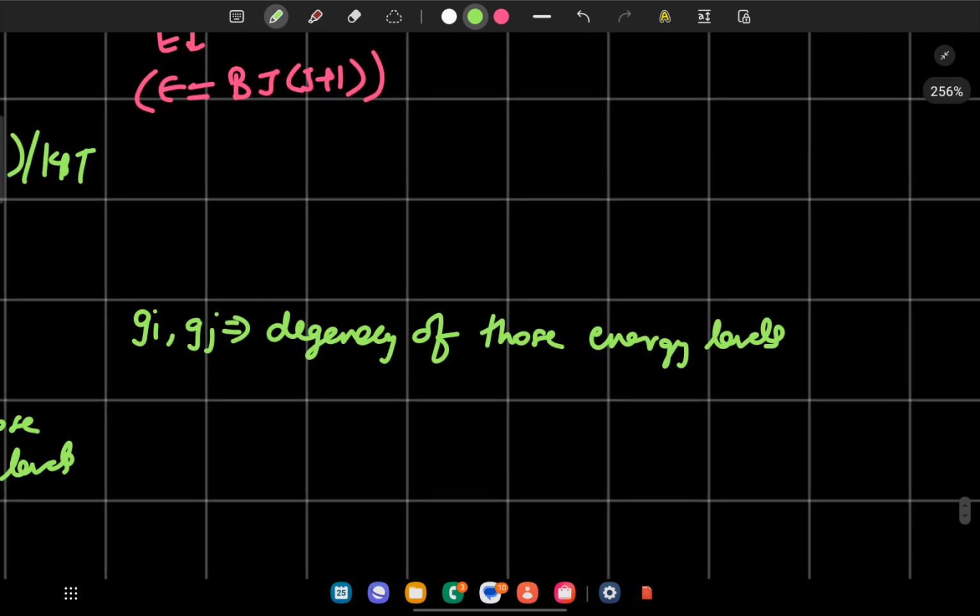Now degeneracy of energy levels means how many energy levels of the same energy are present in your rotational transition. Suppose we have a particular energy level which has energy of 3B, or let us suppose it is 12B. How many energy levels of 12B are present is called your degeneracy. So that is Gi by Gj.